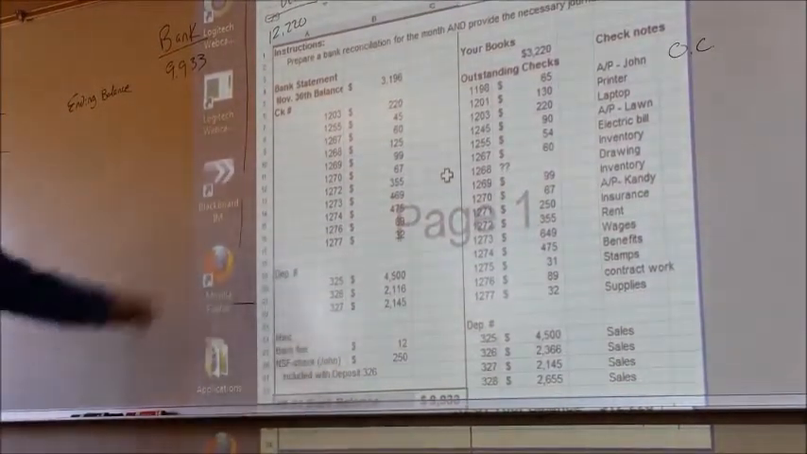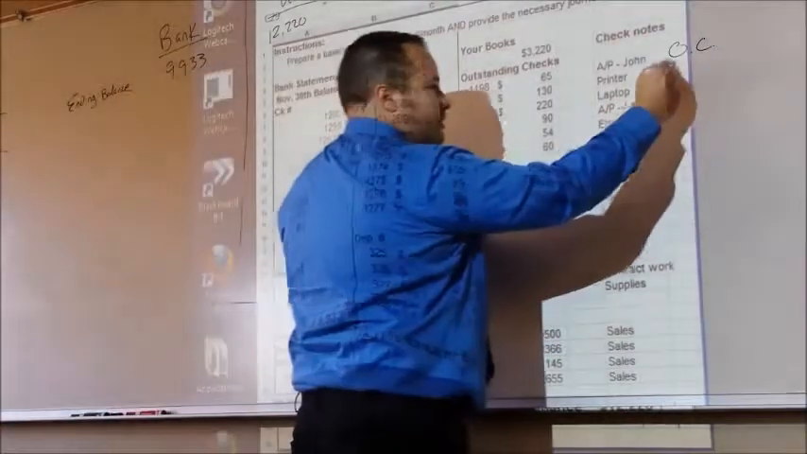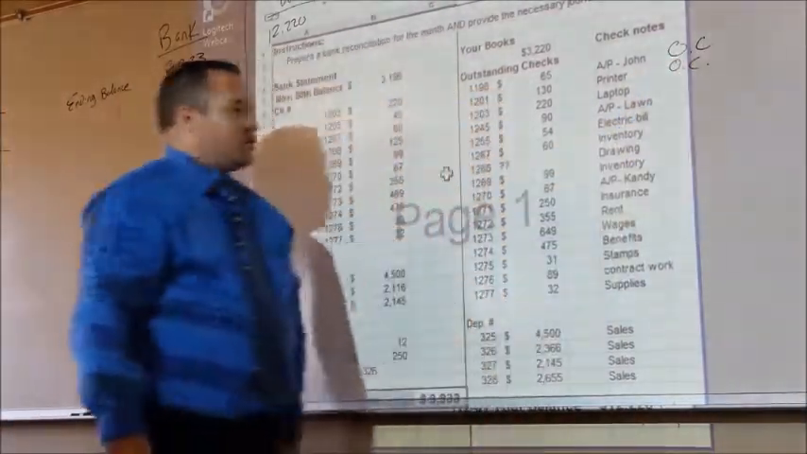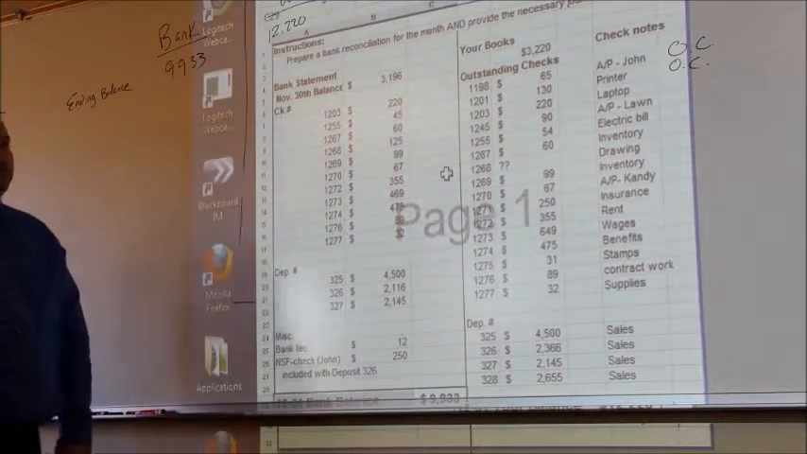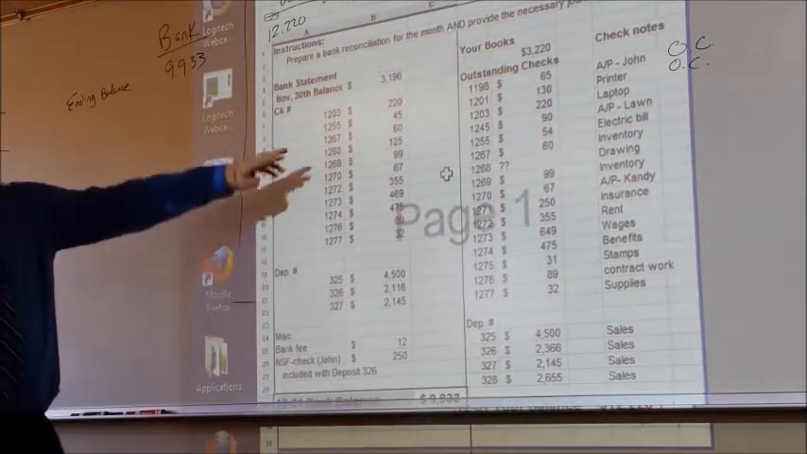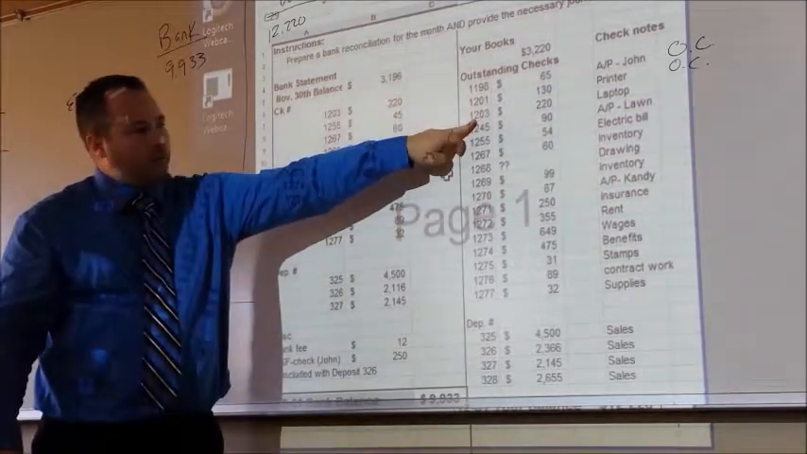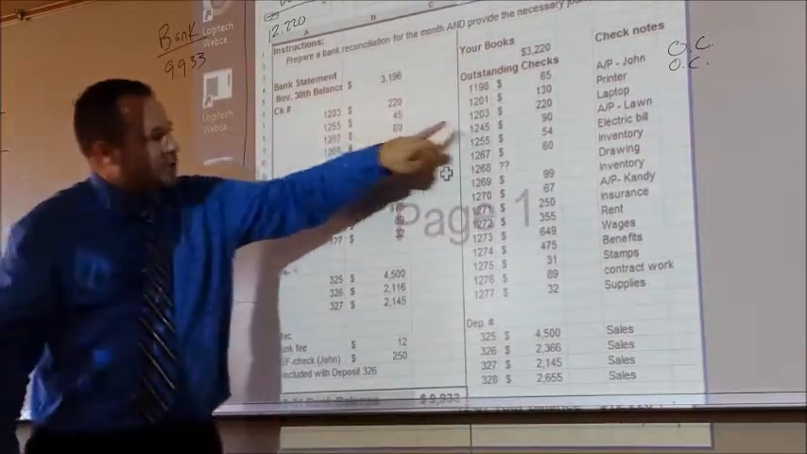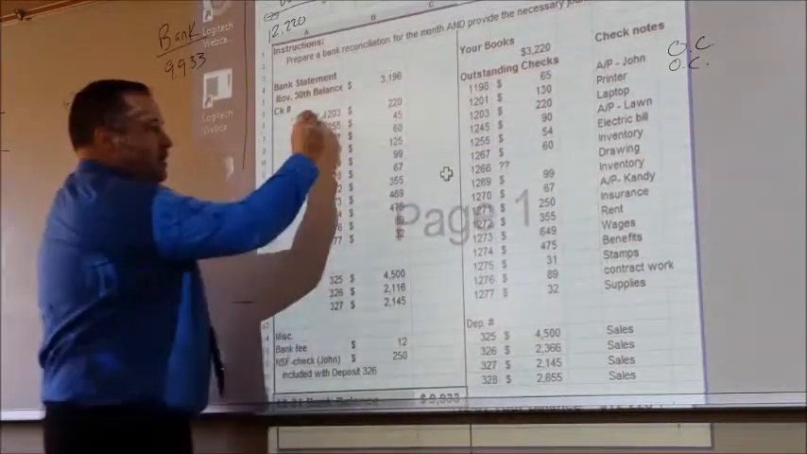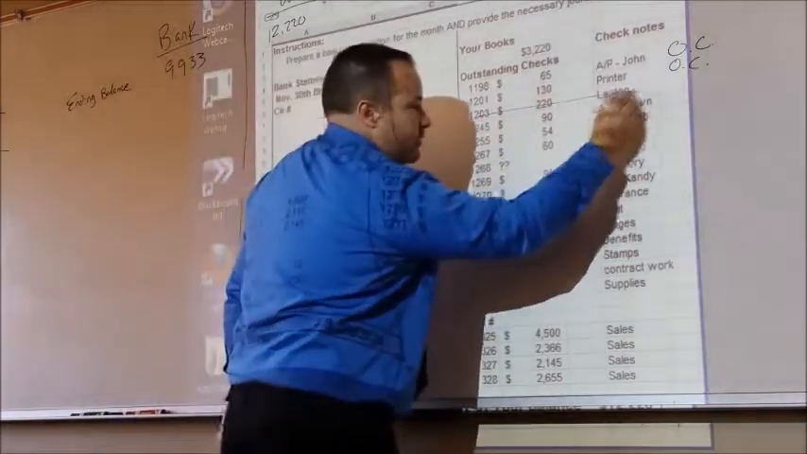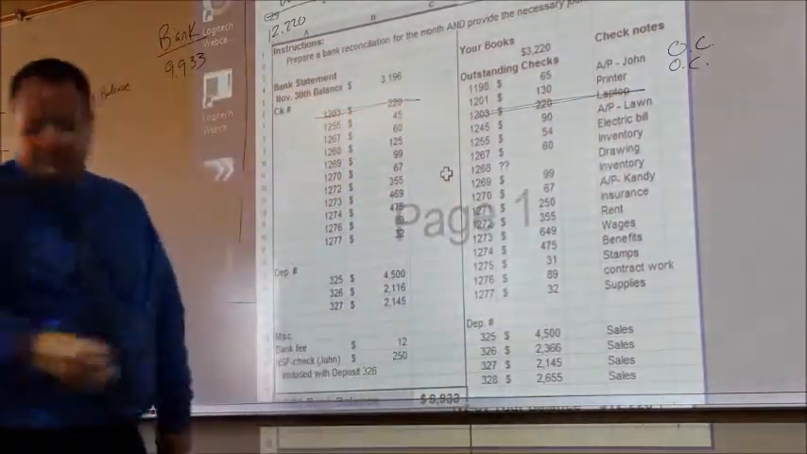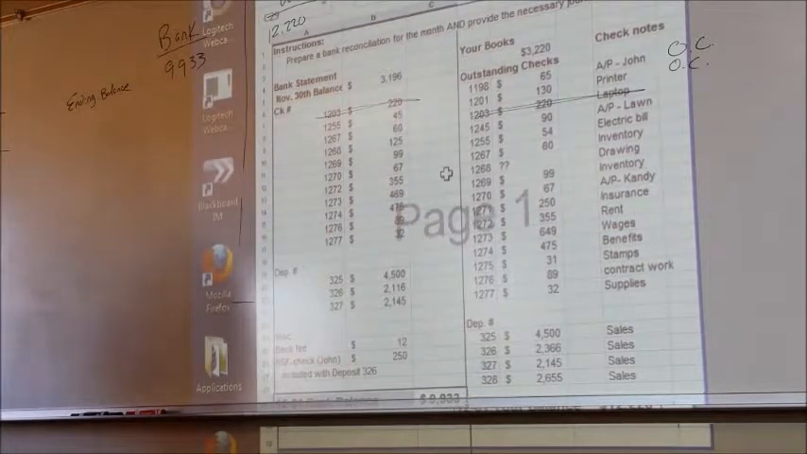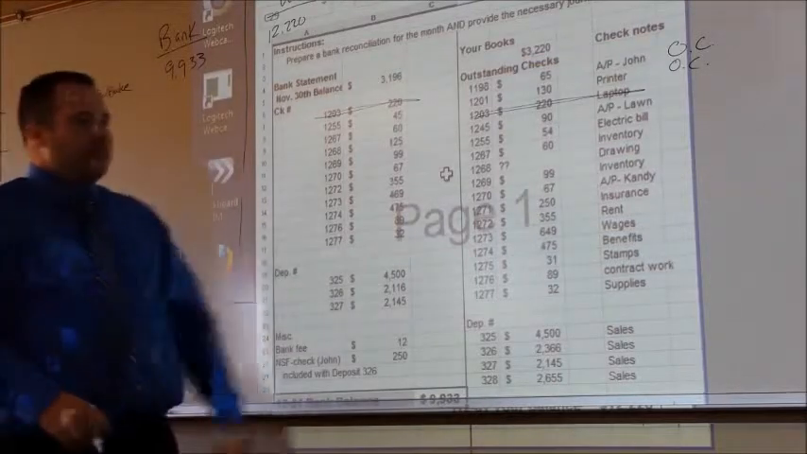Same for the next one. There is no check 1201 yet. When I get to check 1203, there is a 1203. And the numbers match. I don't have to do anything with that check anymore. So the next time I get a bank rec, that check, it's wiped out. It's been accounted for. It matches. There's nothing to do.